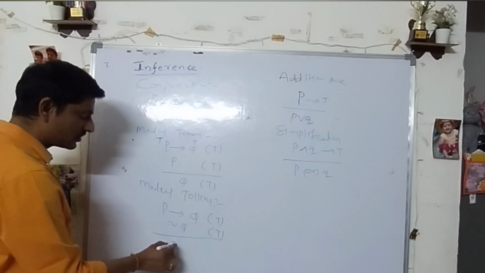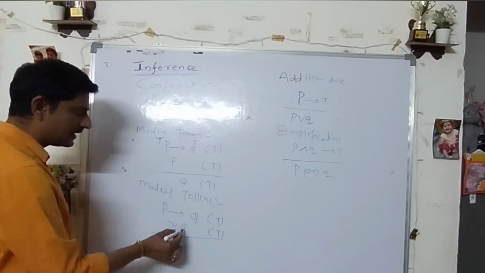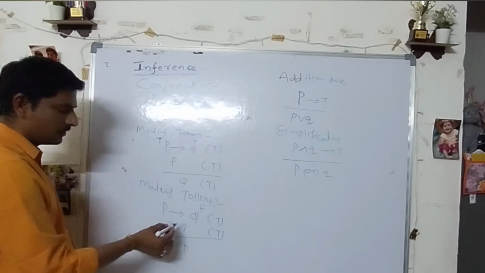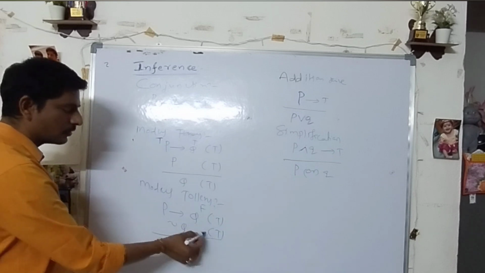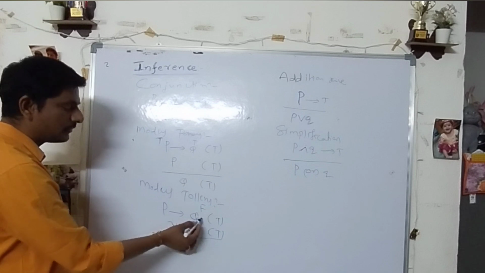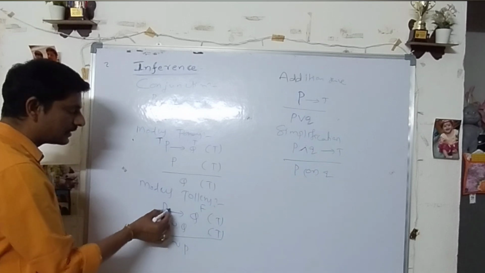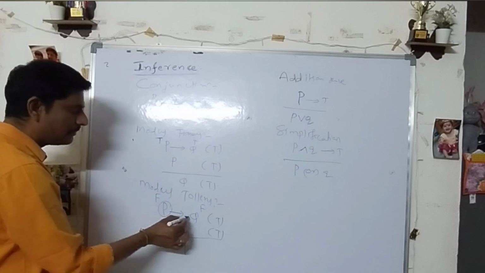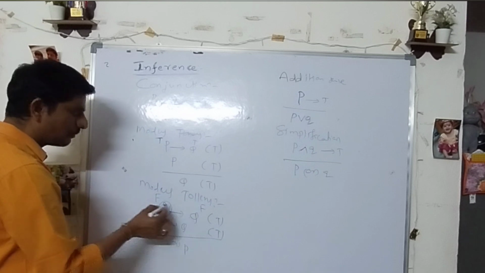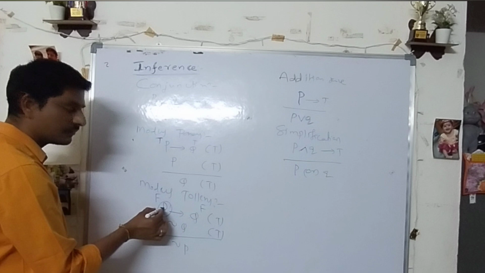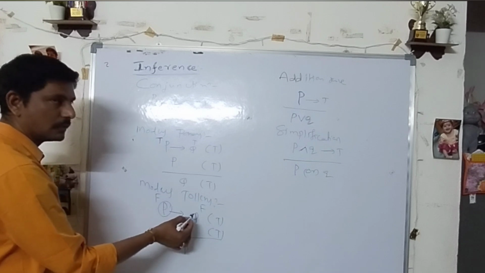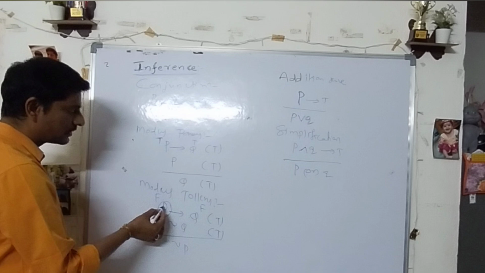Yes, negation P. We are saying that negation Q is true. That means Q is false. So if Q is false, then P has to be false, because P implies Q is true when both are false, or when the first value is false and the second is false or true. Don't bother about the second value if the first value is false.